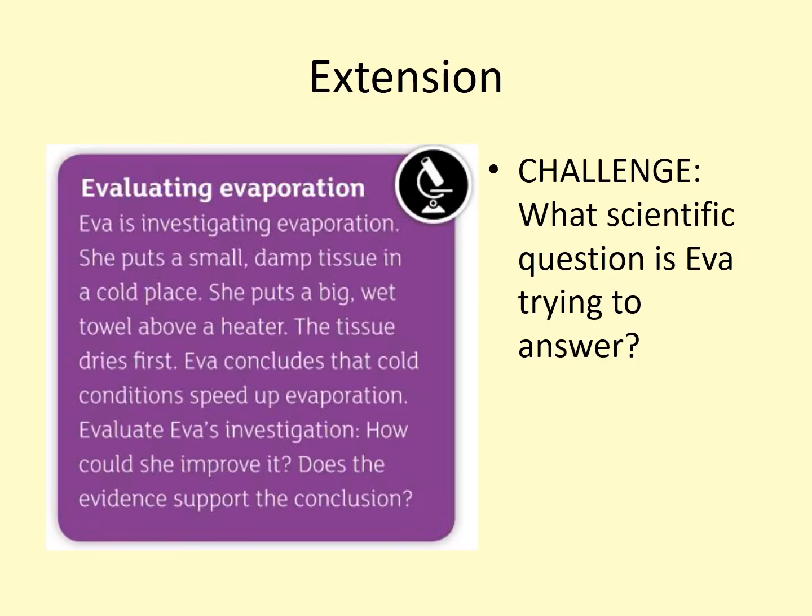Extension. So this purple box says evaluating evaporation. Eva is investigating evaporation. She puts a small damp tissue in a cold place and she puts a big wet towel above a heater. The tissue dries first. Eva concludes that cold conditions speed up evaporation. Evaluate Eva's investigation. How could she improve it? Does the evidence support the conclusion? And your challenge is, what scientific question is Eva trying to answer? So pause the video while you answer all of those questions.